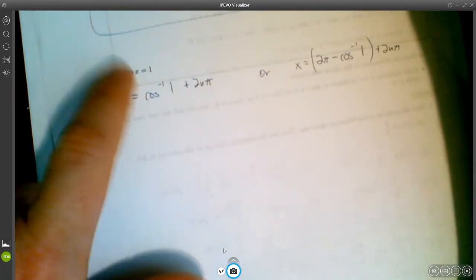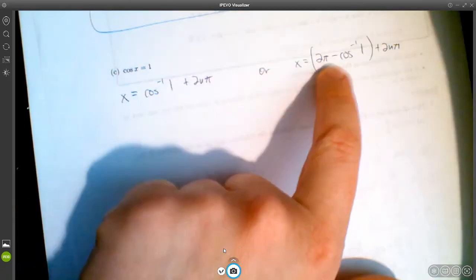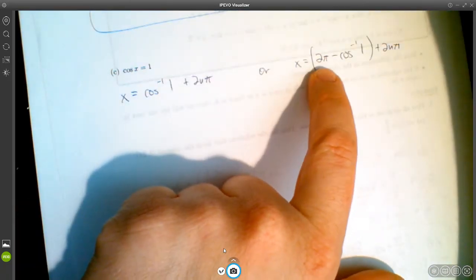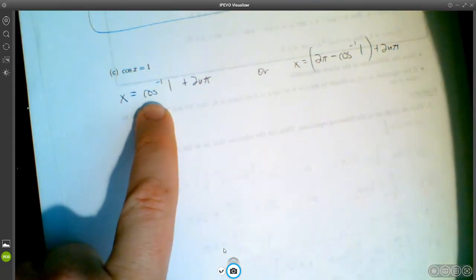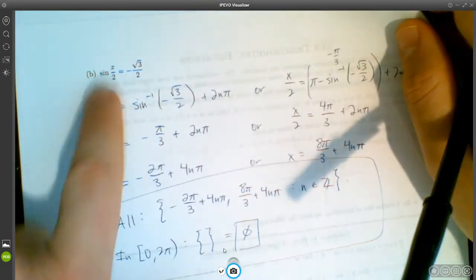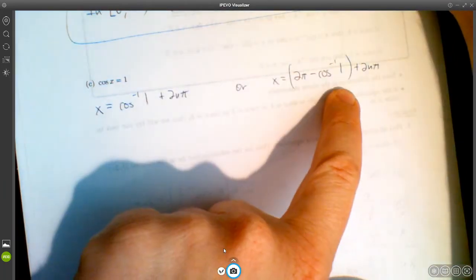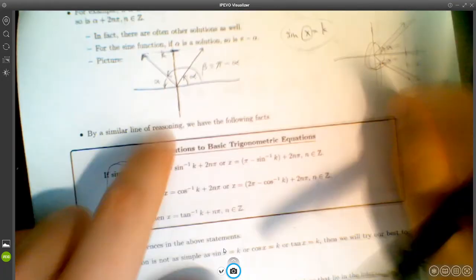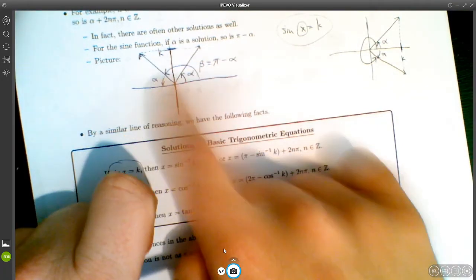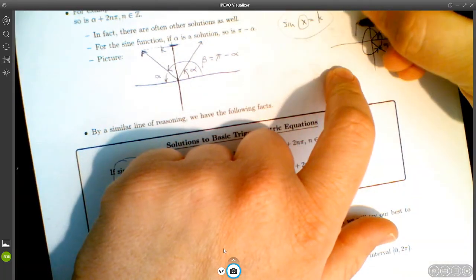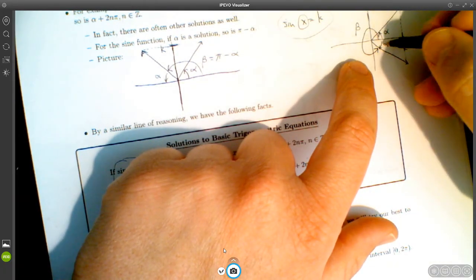Notice, since this is the cosine function, the second solution is 2 pi minus the first one. With the sine function, the second solution is pi minus the first one. But with cosine, it's 2 pi minus the first one. So just be aware of that, right? We talked about why that is on the previous page. Here, beta is just pi minus alpha. Here, if we call this thing beta, beta would be 2 pi minus alpha, right? So it's a different rule.